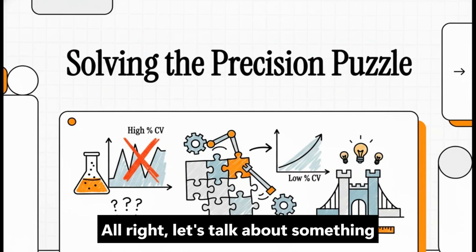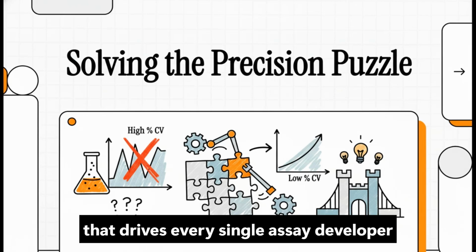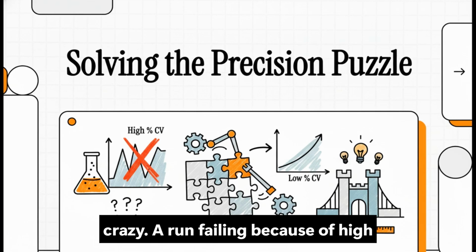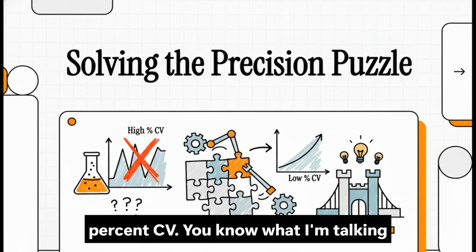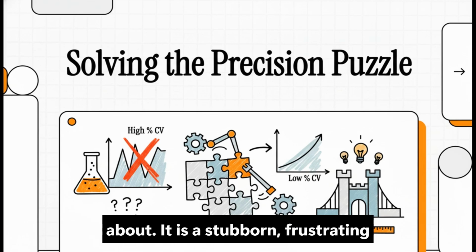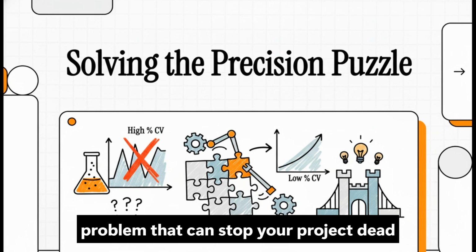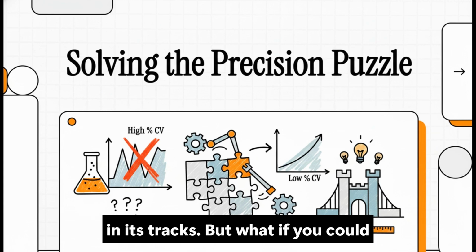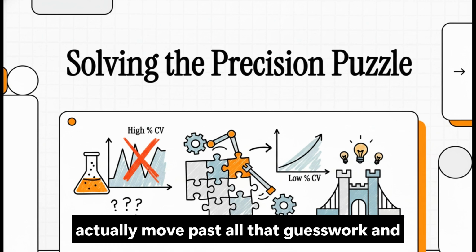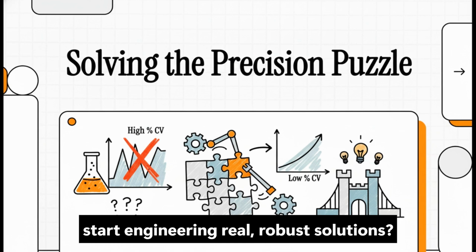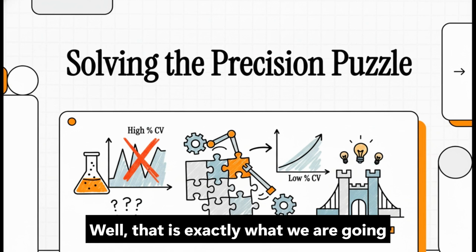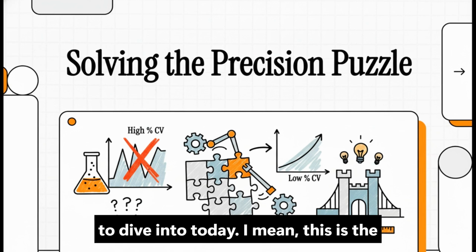All right, let's talk about something that drives every single assay developer crazy. A run failing because of high percent CV. You know what I'm talking about. It is a stubborn, frustrating problem that can stop your project dead in its tracks. But what if you could actually move past all that guesswork and start engineering real, robust solutions? Well, that is exactly what we are going to dive into today.